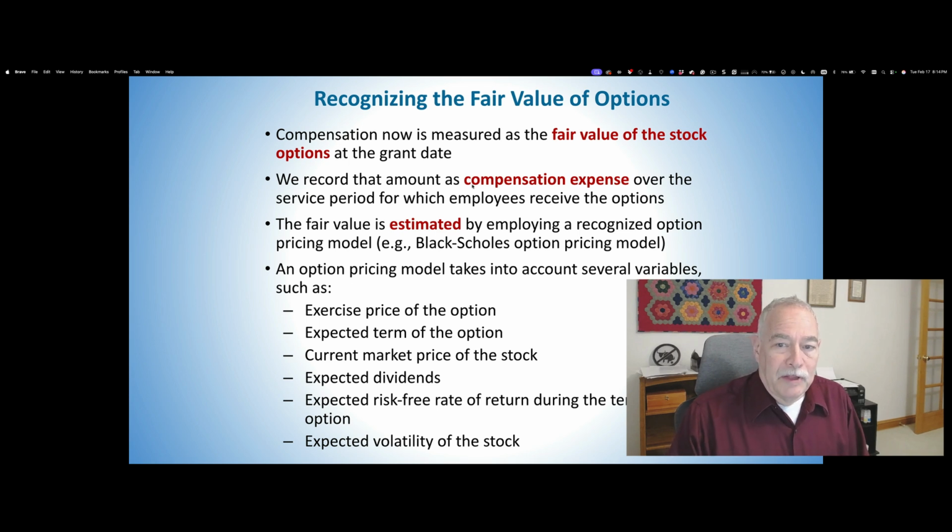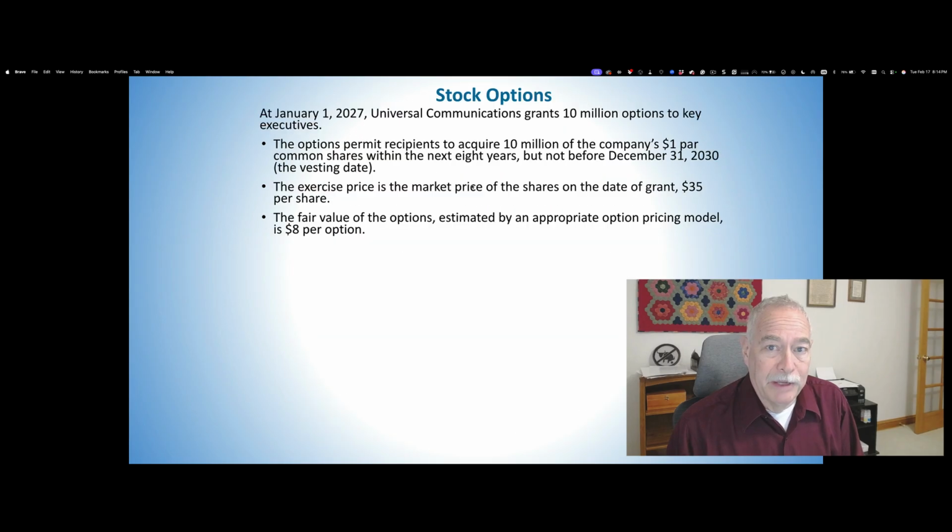Then we record as the compensation expense the value of those stock options that were awarded at the grant date, and we spread that out over the service period, which is usually the time until the vesting occurs. And it's pretty straightforward that way. Let's take a look at an example here.